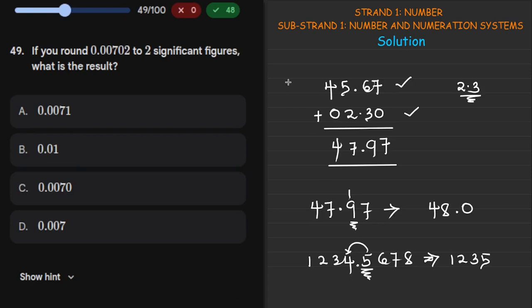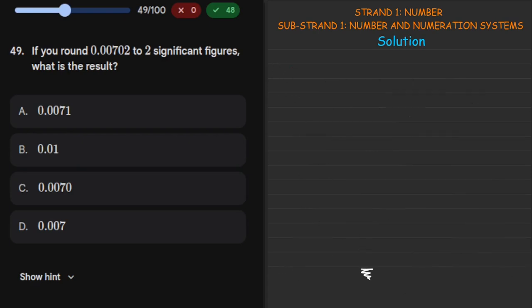Question number 49. Now 49 says, if you round 0.00702 to 2 significant figures, what is the result? So what do we want to do here? We want to round this to 2 significant figures. All these leading zeros are insignificant. This is our first significant figure, and this is also our second significant figure. And we want to just end it right there.